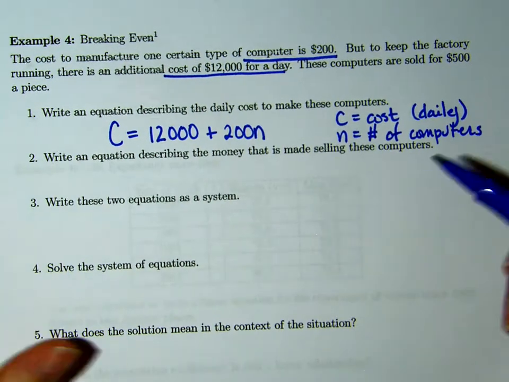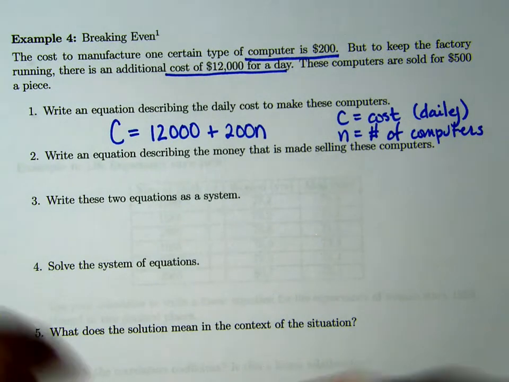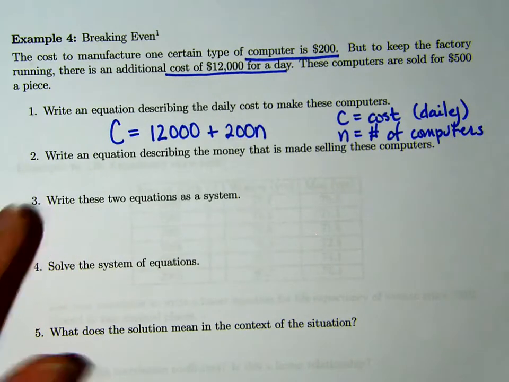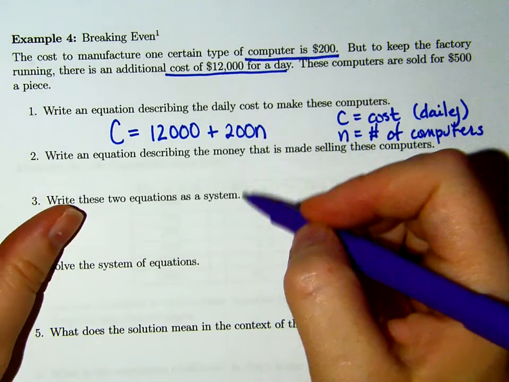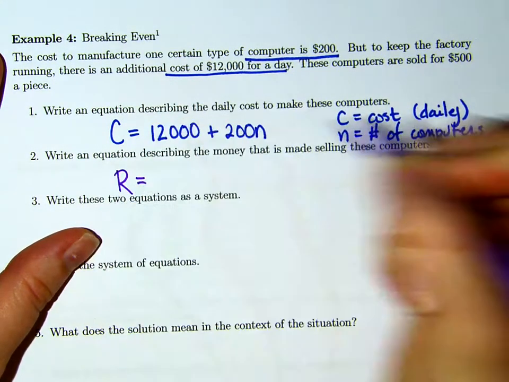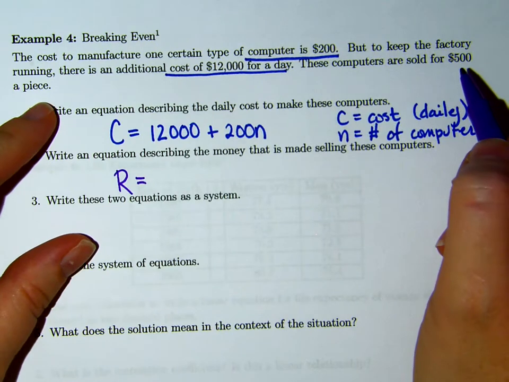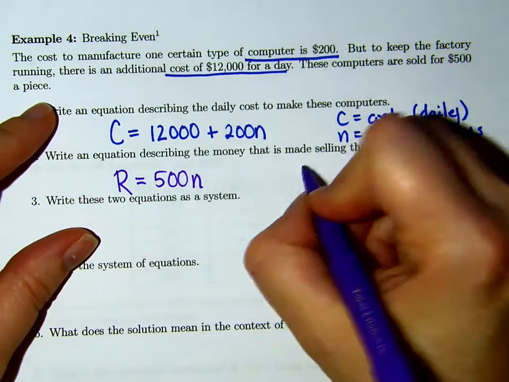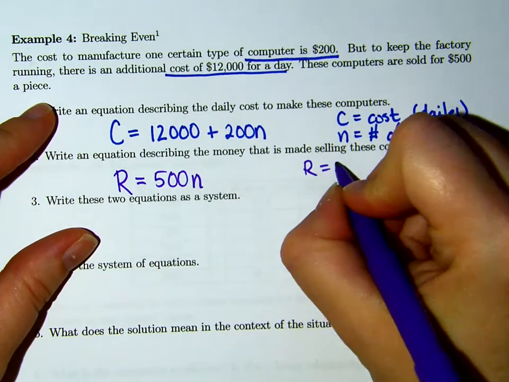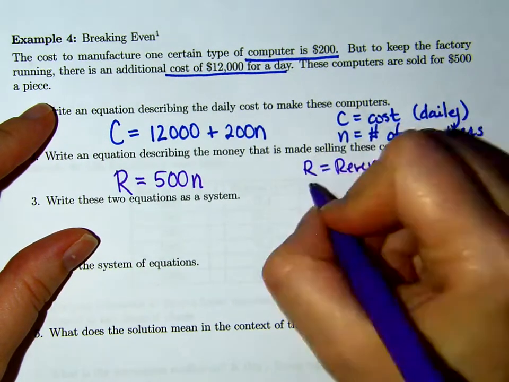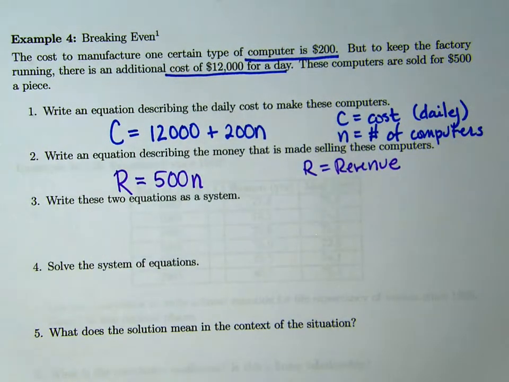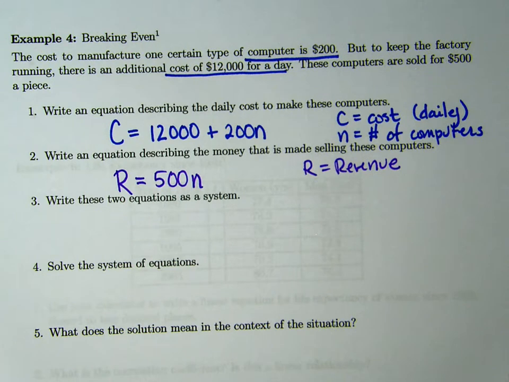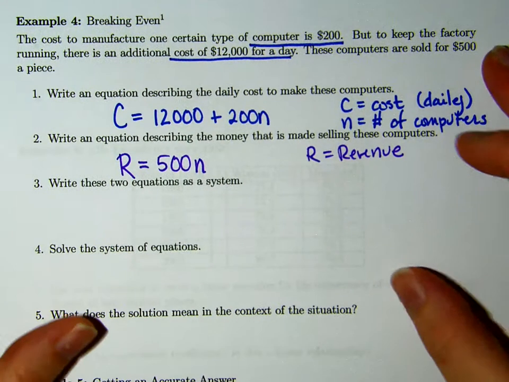Okay, made, I guess. Write an equation that describes the money that is made selling these computers. Okay. That is revenue. It says they are sold for $500 a piece. So 500N, where R equals the revenue and N equals the number of computers. So here it's the number of computers built, and here it's the number of computers sold, but that's okay that they're the same. We're hoping that they're the same.